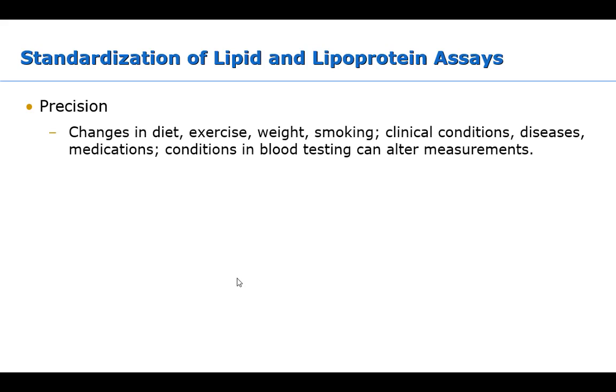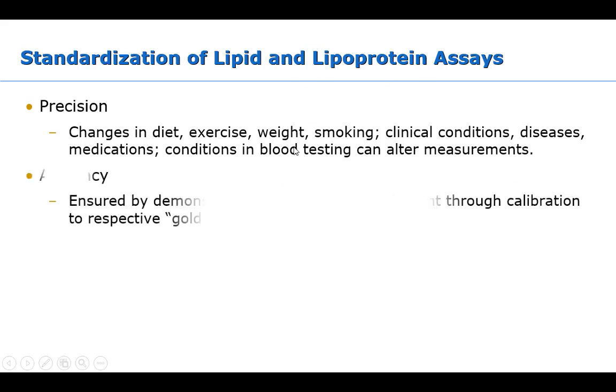Precision. Changes in diet, exercise, weight, smoking, other clinical conditions like diabetes, hypertension, diseases, medications, conditions in blood testing can all alter measurements. When I say conditions in blood testing, it is whether the patient is standing or lying down. It can also make a difference. Then how long you apply the tourniquet, venous stasis can make a difference. All these factors can make a difference. So that's why when you're collecting the sample for lipid measurement, try to minimize as many of these factors as possible. Okay.